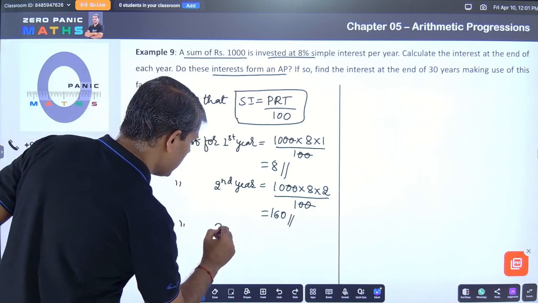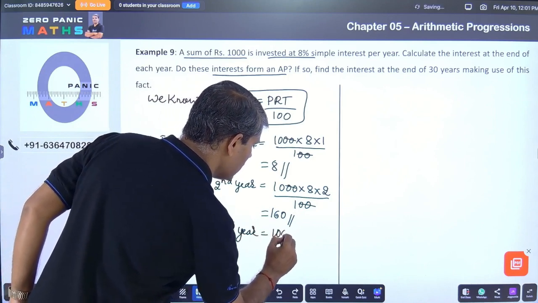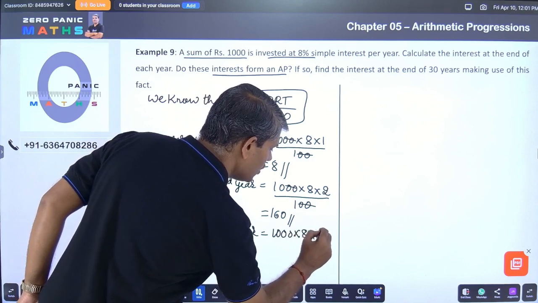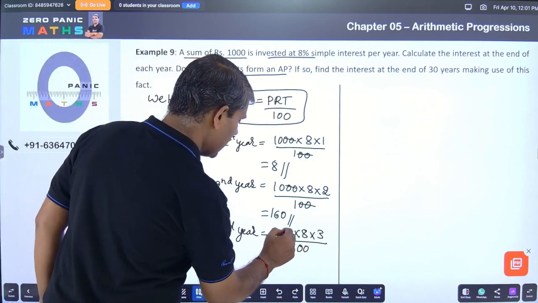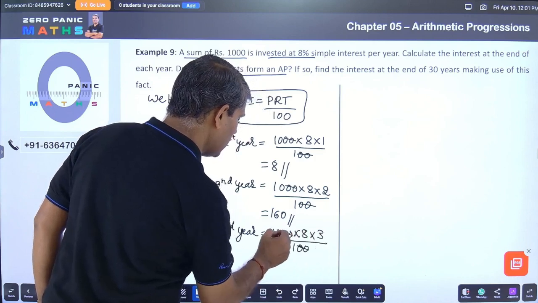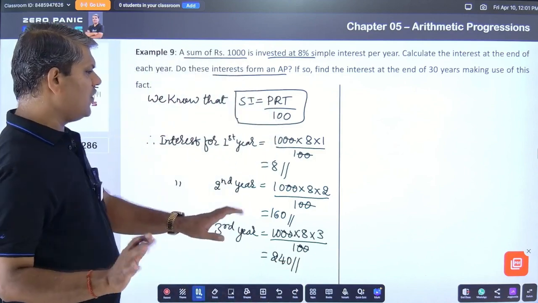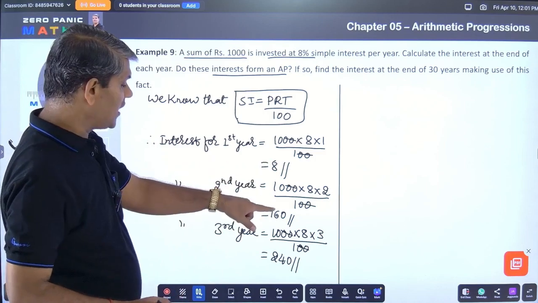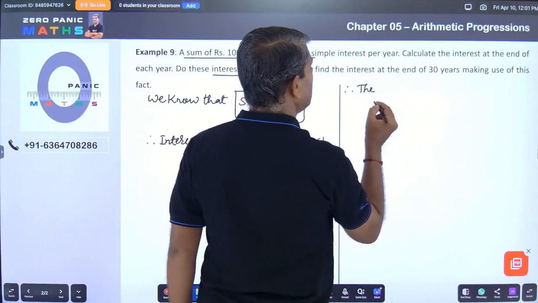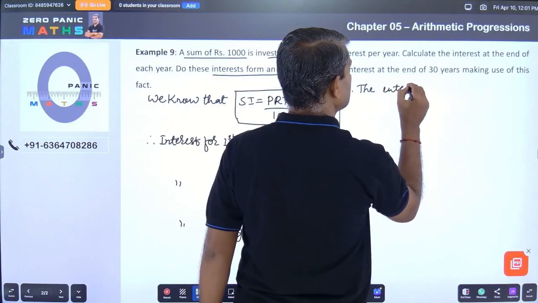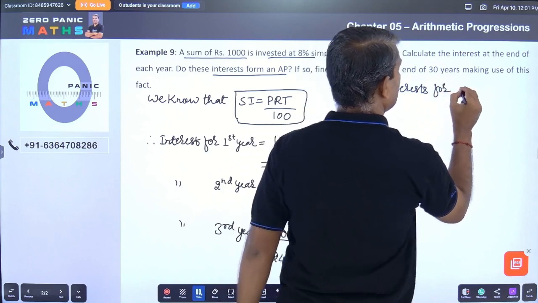Similarly, quickly we can do it for third year also. Third year value is 1,000 into 8 into the value of time, which is 3, right? So again, cancel the two zeros. 8 threes are 24, tens are, it is rupees 240. So it's sufficient. You got the interest for first year, second year, and third year. So therefore, you can write the interests for first, second, and third year.